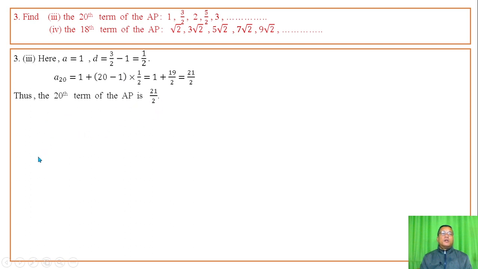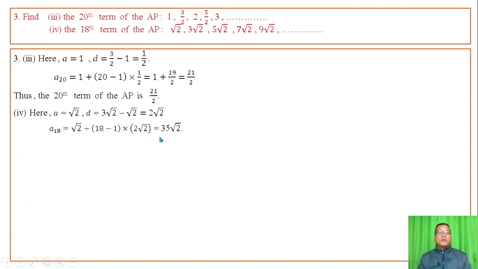For Roman number 4, here a is root 2. Common difference, the second term minus the first term, we get 2 root 2. Therefore, a18 is the first term, root 2, plus (18 minus 1) times the common difference, 2 root 2. After simplification, we get 35 times root 2. Thus, the 18th term of the AP is 35 times root 2.